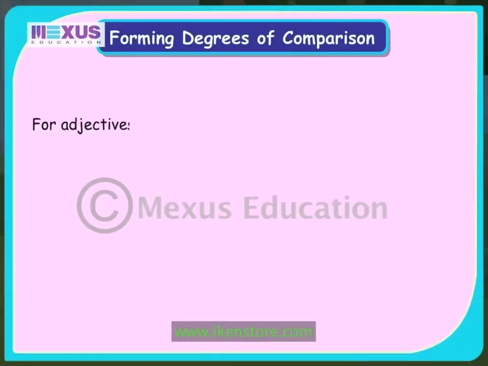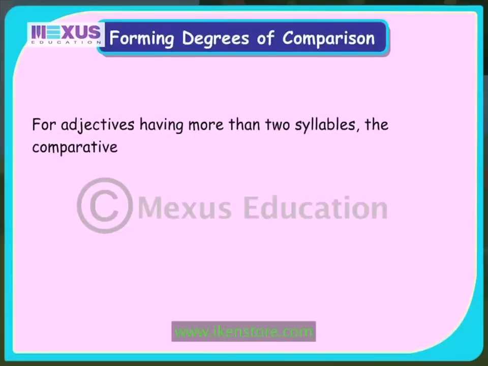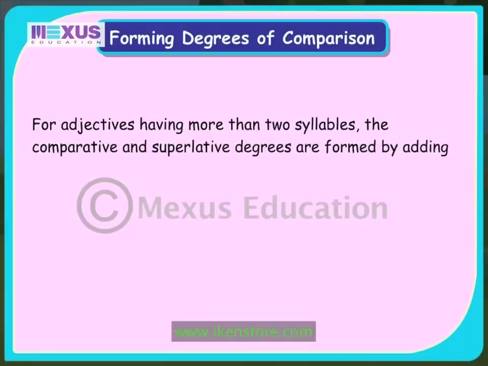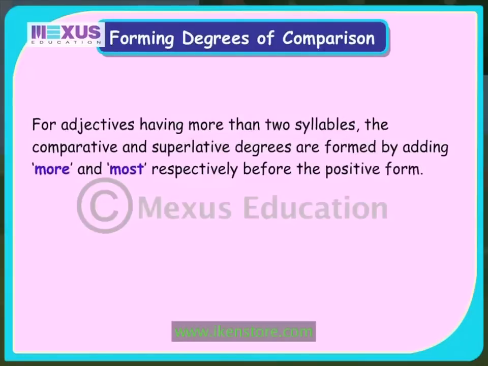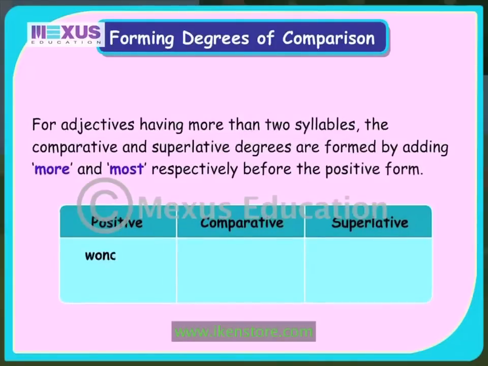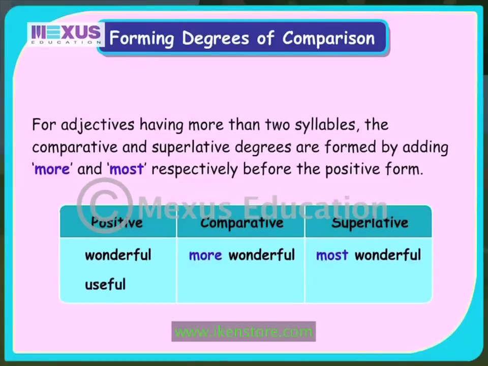For adjectives having more than two syllables, the comparative and superlative degrees are formed by adding more and most respectively before the positive form. For example, wonderful, more wonderful, most wonderful, useful, more useful, most useful.